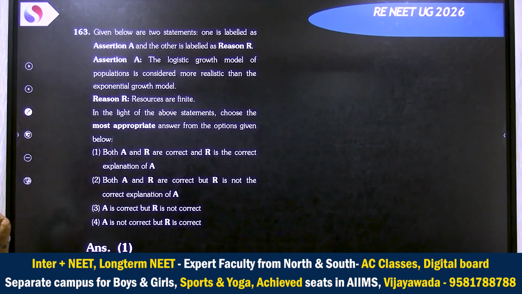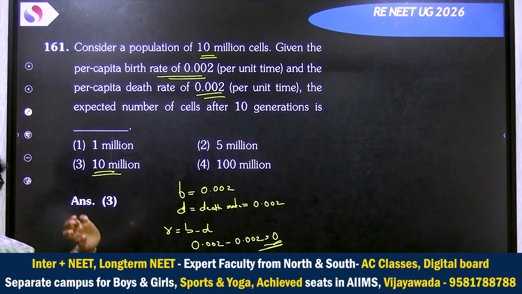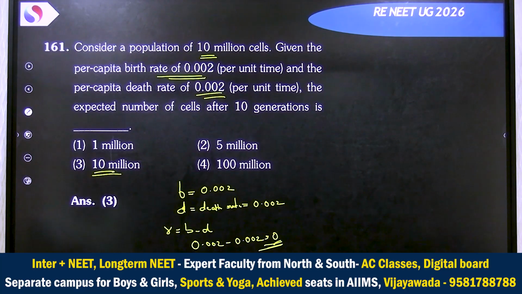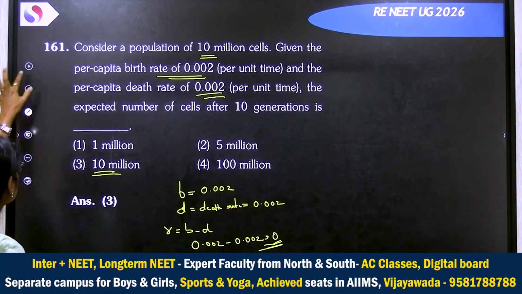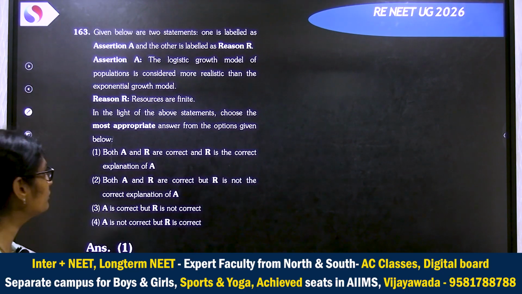We will go with the next one, 163. So, the logistic growth model. How many types of growth models do we have? Two types, no? One is the exponential growth model and another one is the logistic growth model. This is the one they took from organism and population. The previous question was from organism and population, and question number 163 is also from organism and population only.